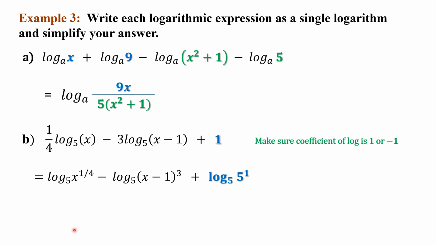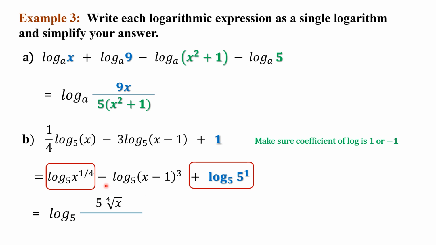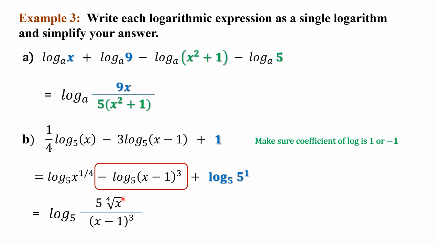So I can write this as one log base 5, and the numerators are the expressions on the first and last. So we will write this x to the 1/4 as the 4th root of x, and this 5 power 1 as 5. So these two expressions are in the numerator. And then for the denominator, it should be the expression with a negative log, which is the middle term. So we write this cube root of x minus 1 in the denominator. So this is the final answer, and you cannot see any common factor here.